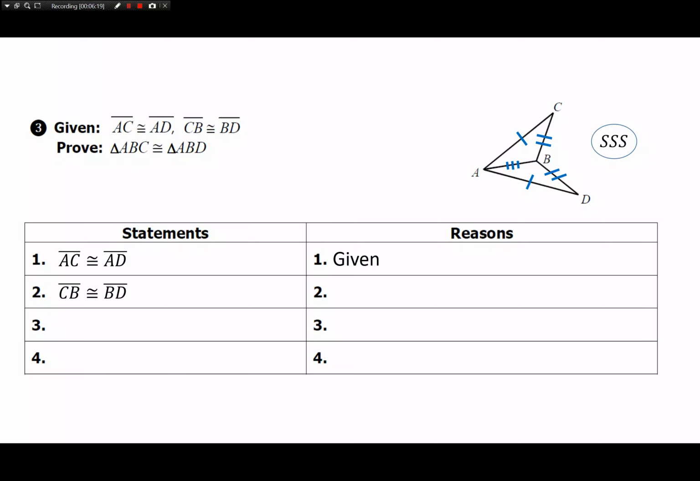Segment CB is congruent to segment BD. Again, that was given to us, and that would satisfy my second S of the side, side, side theorem.